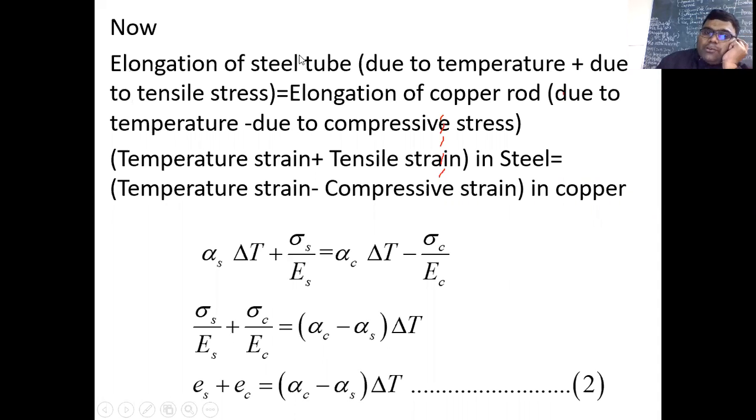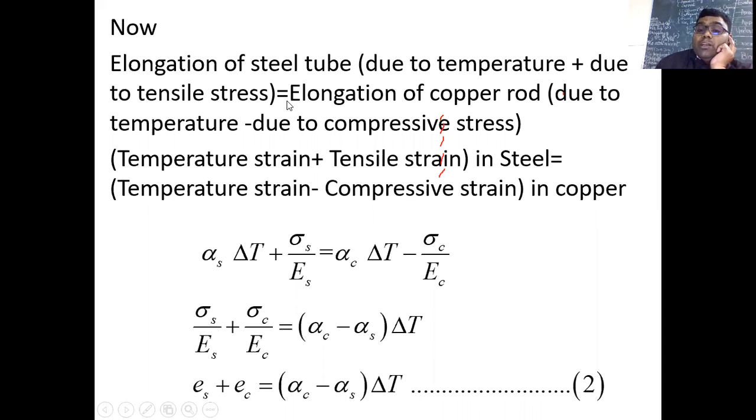So now the elongation in steel. There are two types of phenomena happening here due to the elongation in steel. Due to the temperature के कारण elongation, and due to the tensile stress, because that copper is dragging the steel. So the tensile stress is also developed in the steel.